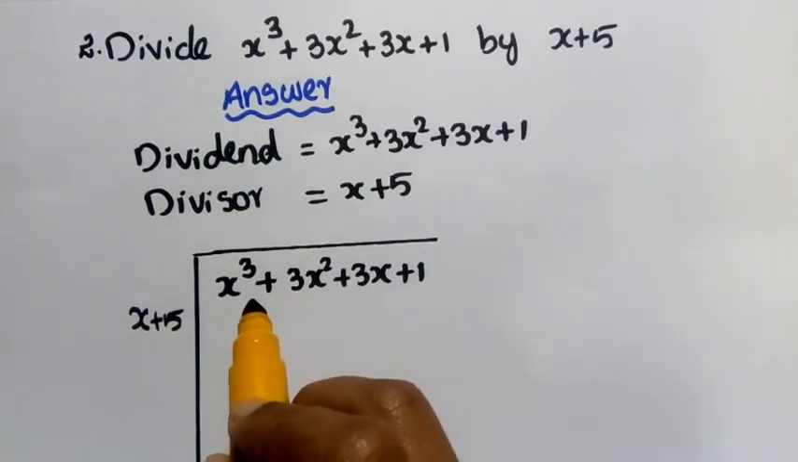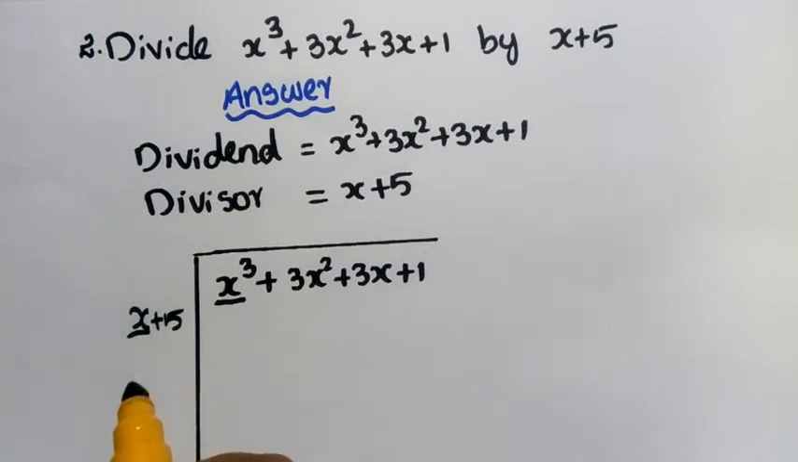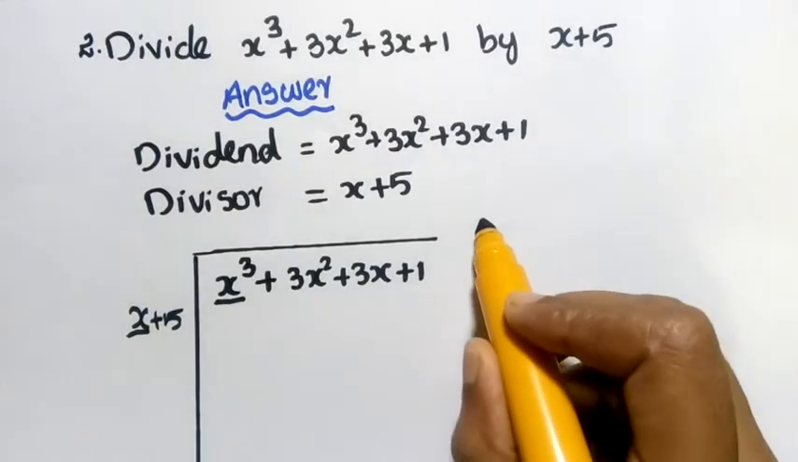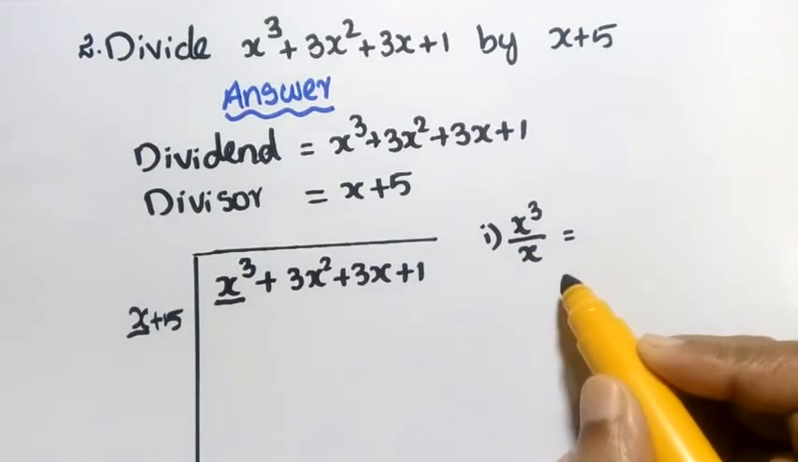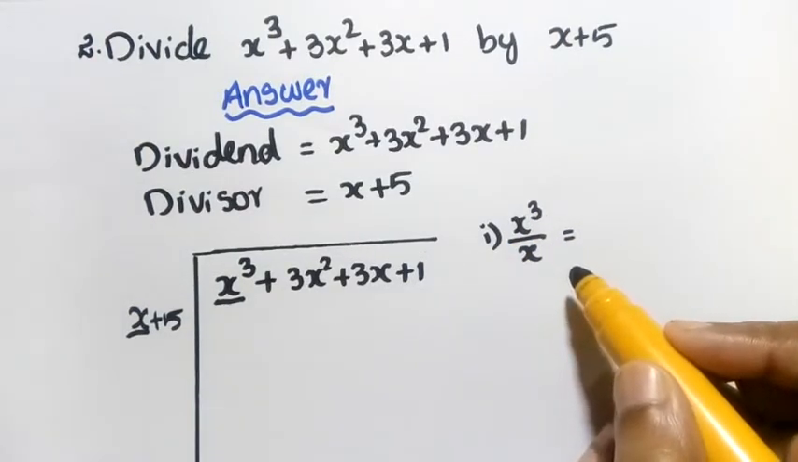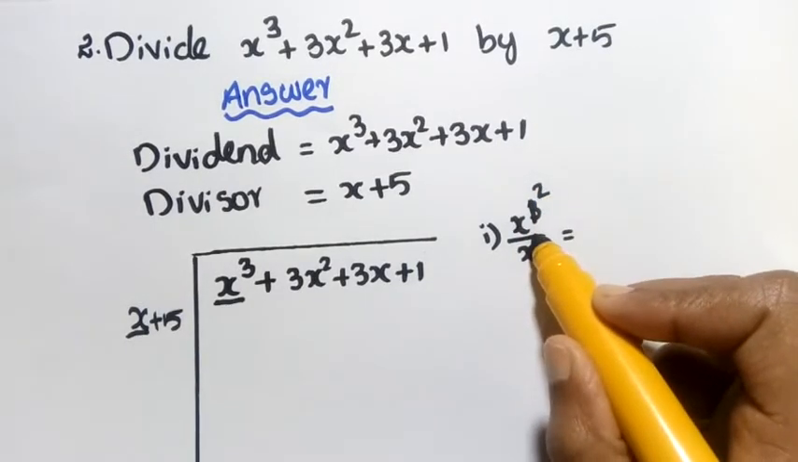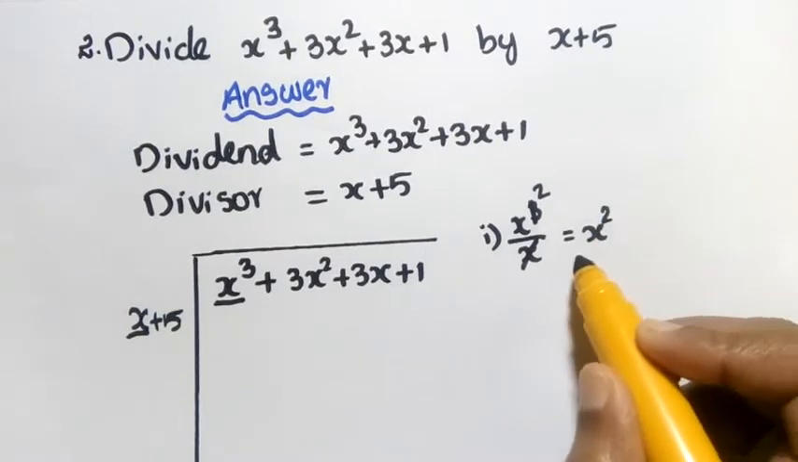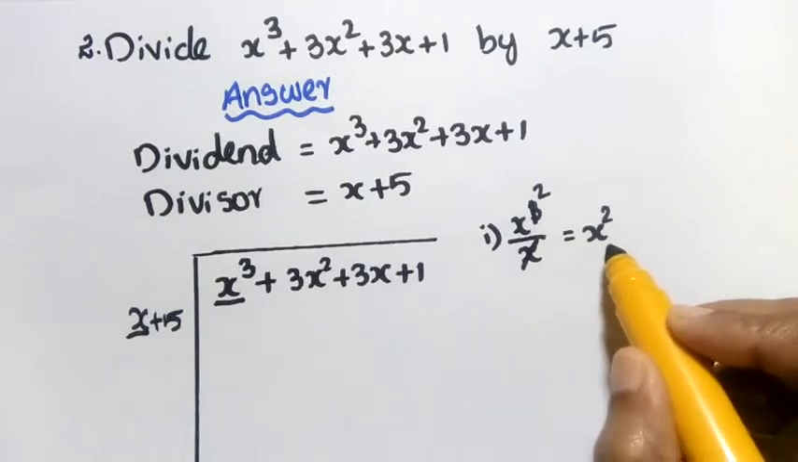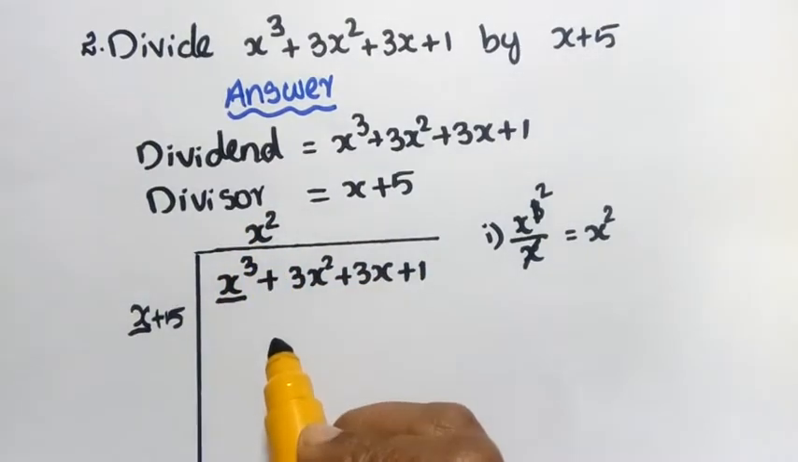First step is divide the first term of the dividend by the first term of the divisor. That is x cube by x. Children, what is x cube by x? From x cube, 1x and in the denominator 1x will cancel and balance we have x square. So, x cube by x is x square. This gives us the first term of the quotient. So, the first term of the quotient is x square.